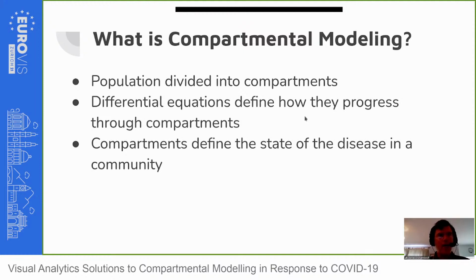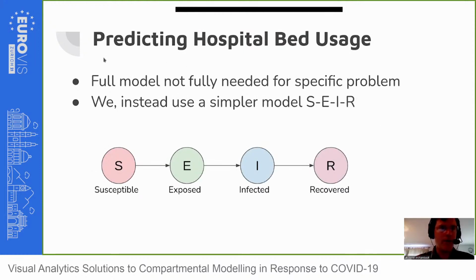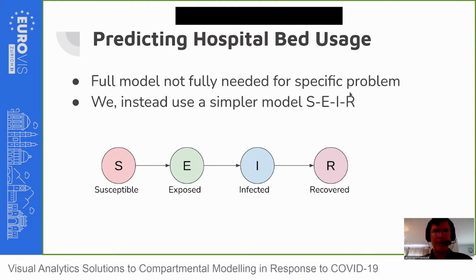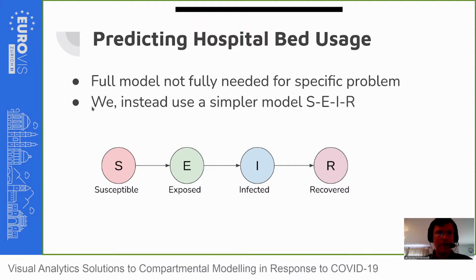In terms of how the population moves between these compartments, you have a set of differential equations on each of the edges, and that'll tell you where people go from left to right. And each of the compartments roughly corresponds to a state of the disease in the community. So in the case of predicting hospital bed usage, we didn't really need a full or complex model. Instead, we use SEIR. So S is susceptible, E is exposed, I is infected, and R is recovered.